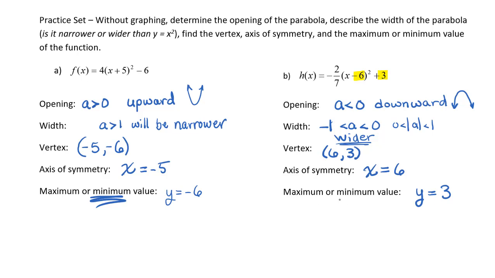The max or min is determined by whether the function is opening upwards or downwards. In this case, it is opening downwards, so we have a maximum at the point 6, 3.